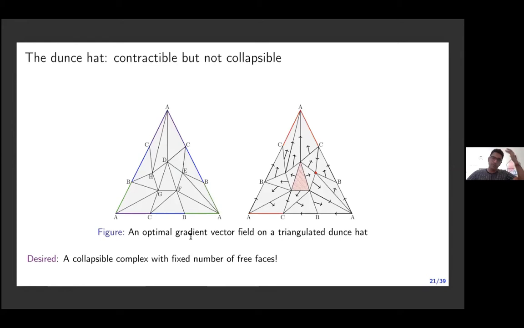And as most of you would know, this is a prime example of a complex that's contractible but not collapsible. In particular, any gradient vector field for this complex will have at least 3 critical simplices.